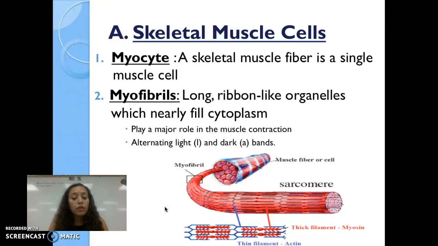It plays a major role in muscle contraction, and you have these alternating light and dark bands, which we'll talk about more later on. And that's actually what's doing the contracting itself. They're moving past each other, which causes an entire muscle to contract.